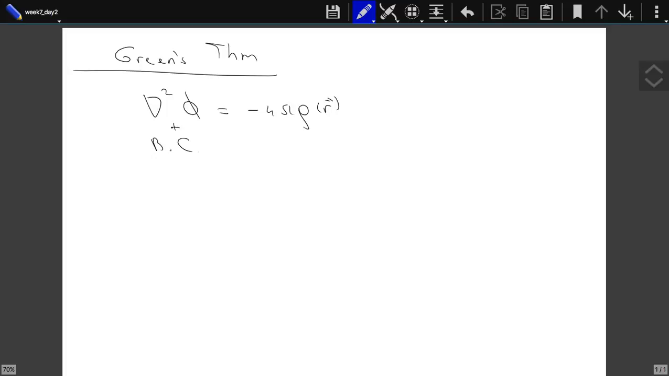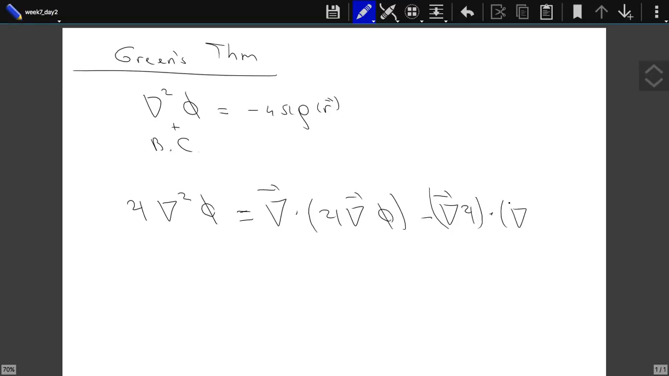using another solution. So now, let's start with the Green theorem. It states that if you have one function phi and another function psi, on one hand this is equal to the divergence of psi gradient of phi minus gradient of psi scalar product with gradient of phi. Okay, this is one vector identity we know.